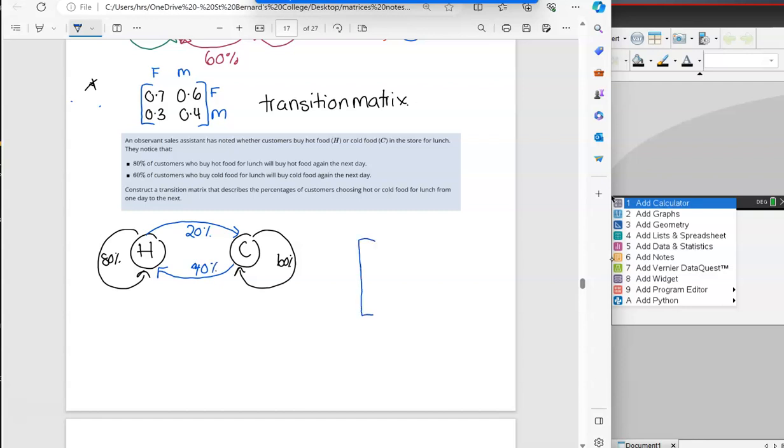So when we draw the transition matrix, it's going to be a 2 by 2 because there's 2 options. I'm saying hot, cold first, hot, cold down that way. And then I add them in. It's often easier to do the hot to hot and the cold to cold. And then I could look at my arrows, or I know they have to add up to 1. So I add in the next ones there.